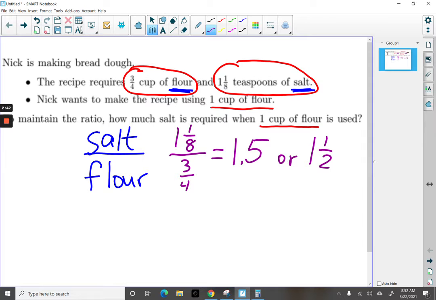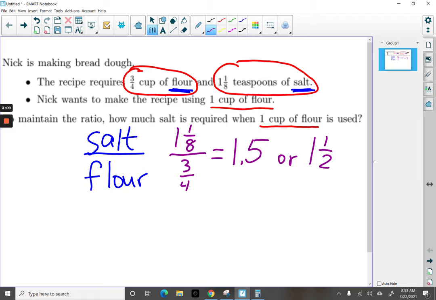And this makes sense because we originally started off the problem by having not even a full cup of flour and more than a teaspoon of salt. So of course, if the amount of flour is going to be moving up to a full cup, my teaspoon of salt is going to be moving up as well. It just was determining how much it actually increased.